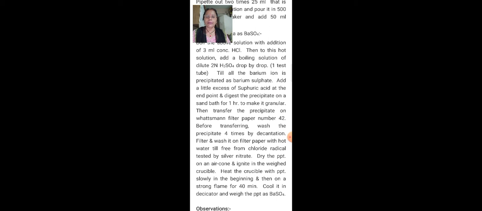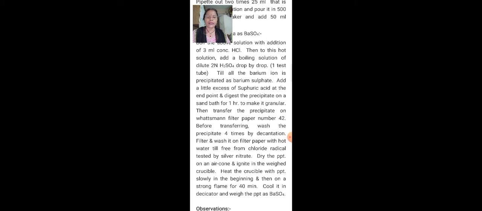After that, as you are confident, take the filter paper out of the funnel, dry the precipitate in an air oven, and ignite it in a weighed crucible. Before starting the practical, we have to weigh the empty crucible. After that, heat the crucible with the precipitate slowly in the beginning, and then with a strong flame for 40 minutes. The reason is that all the moisture present in it should go out, and we get a clear dry precipitate.